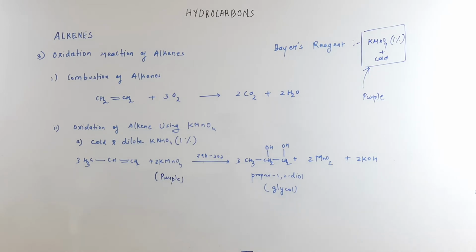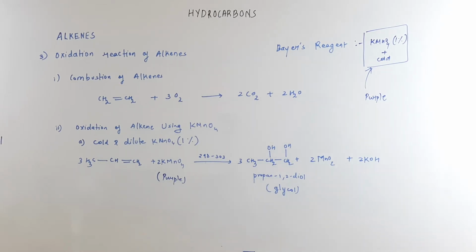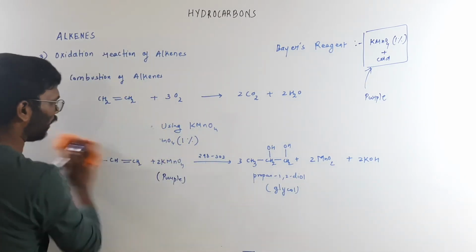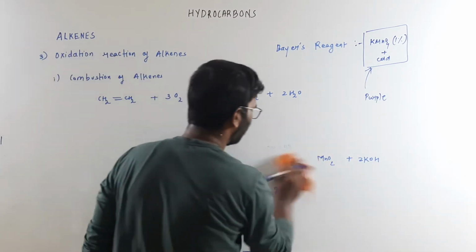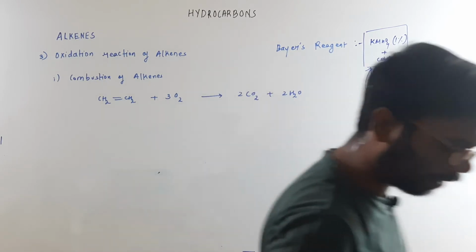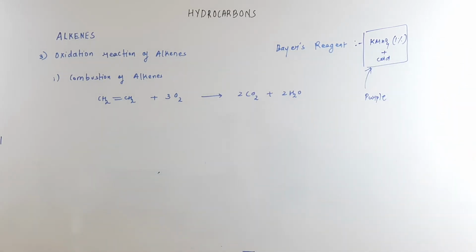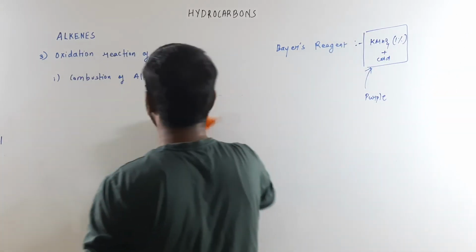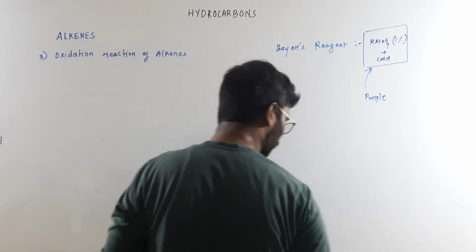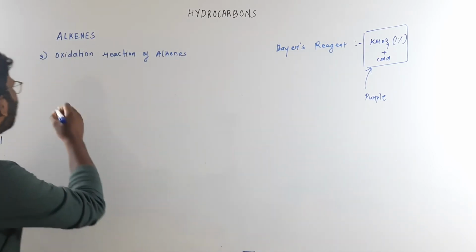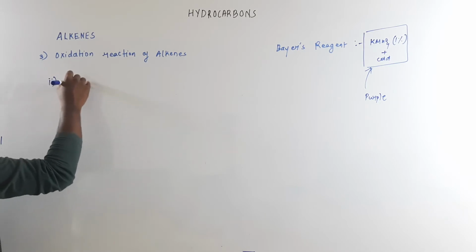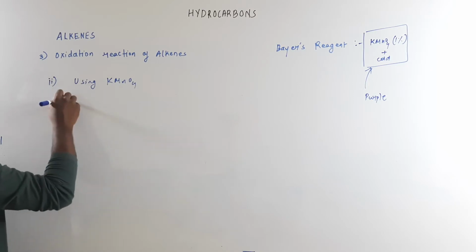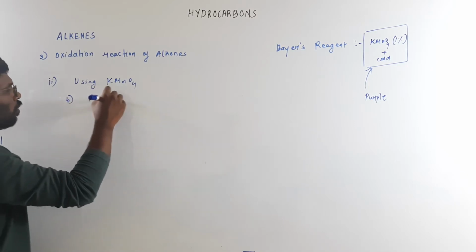Next is oxidation with hot and concentrated KMnO4. I will show you the reaction, what happens when it is using KMnO4 only, that is B, hot KMnO4.